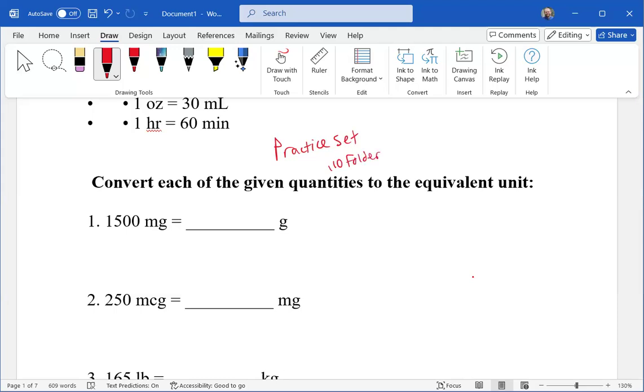Remember, there's a practice set and a practice test, and there's a Blackboard. At least there should be a practice Blackboard test. So we'll find out about that.